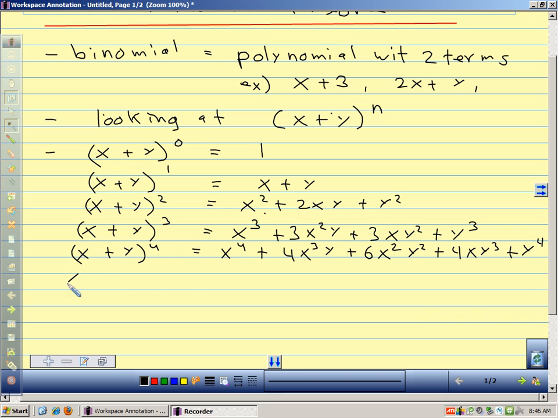And we'll do one more, x plus y to the fifth. That equals x to the fifth plus 5x to the fourth y plus 10x to the third y squared plus 10x squared y to the third plus 5xy to the fourth, and our last one, finally, plus y to the fifth.